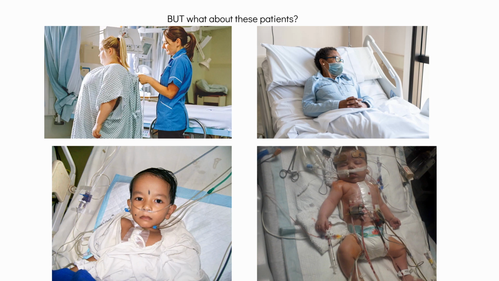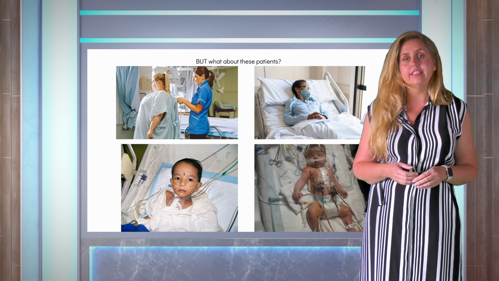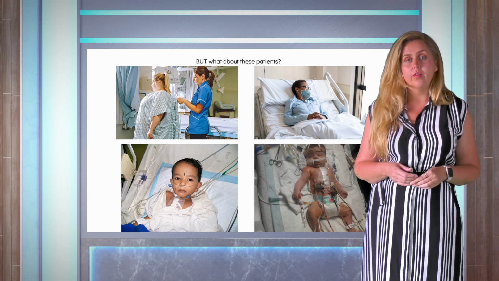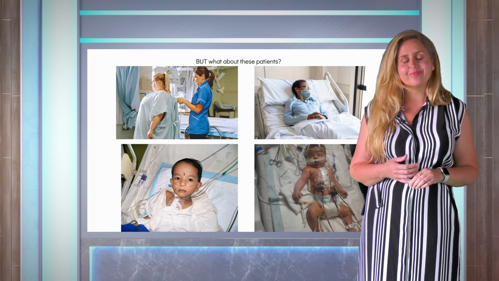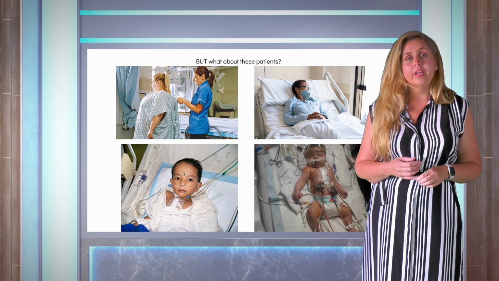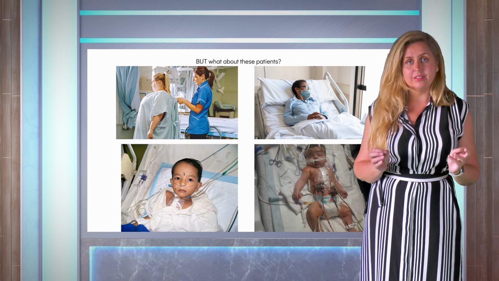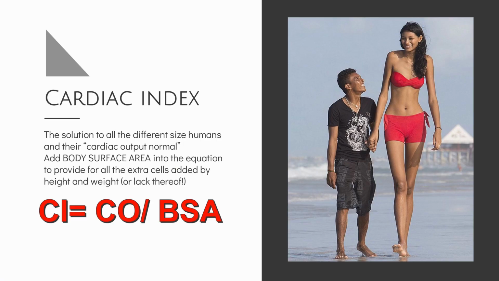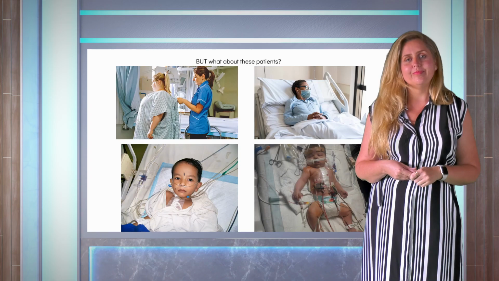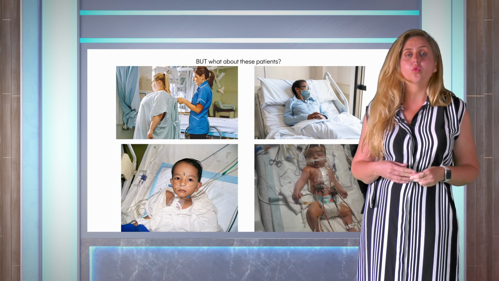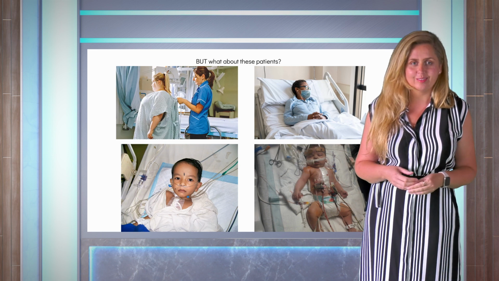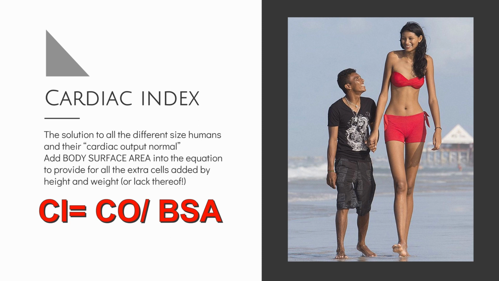I said on average. What does that mean? Have a look at these 4 patients. Do you think the 5 to 6 liters would be adequate for all of them? Maybe too much, maybe too little. So how are we going to sort this out? We are all about science, and we're not going to do plus minus. We need patient-specific cardiac output. Voila! Cardiac index is the solution to this problem. And cardiac index caters for all different size humans, thank goodness, as well as their cardiac output normals.